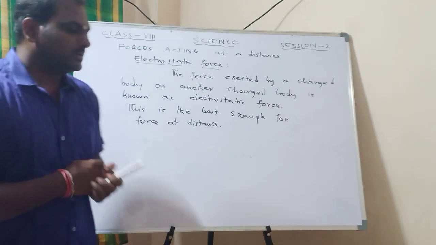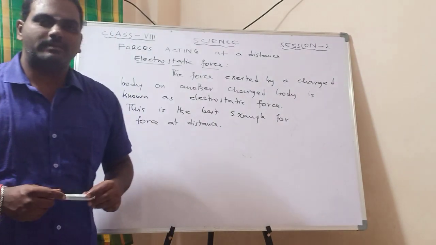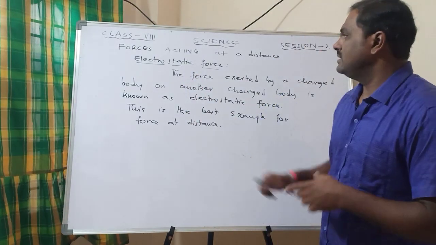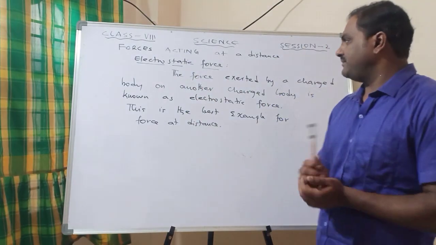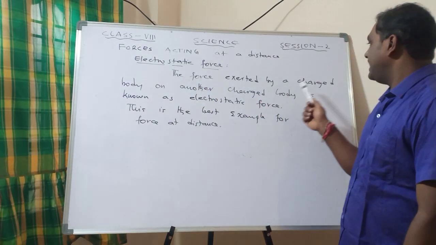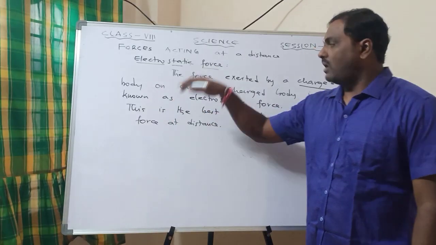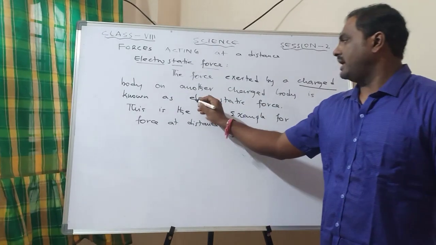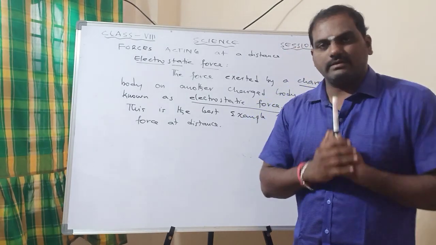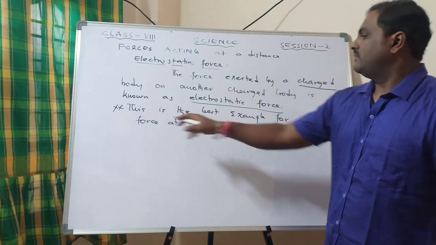Right. Now coming to the second force, that is forces acting at a distance. Previously we have discussed the magnetic force. Now we will discuss the electrostatic force. Right? Now what is the definition? What is an electrostatic force? The force exerted by a charged body on another charged body is known as electrostatic force. So now what is a charged body, you have to check it. This is the best example for force at a distance.